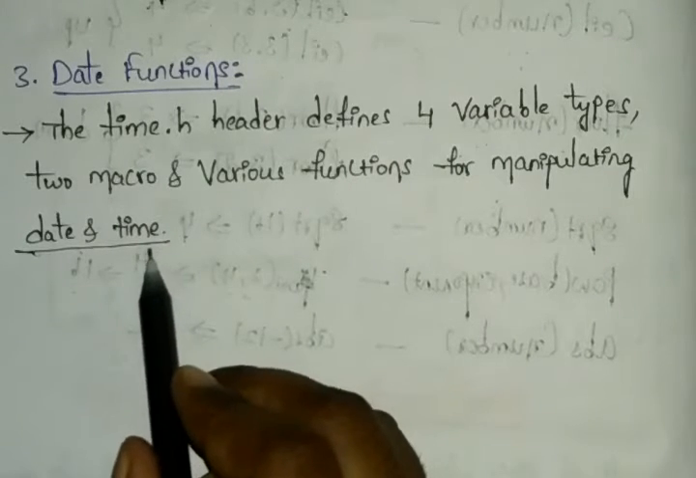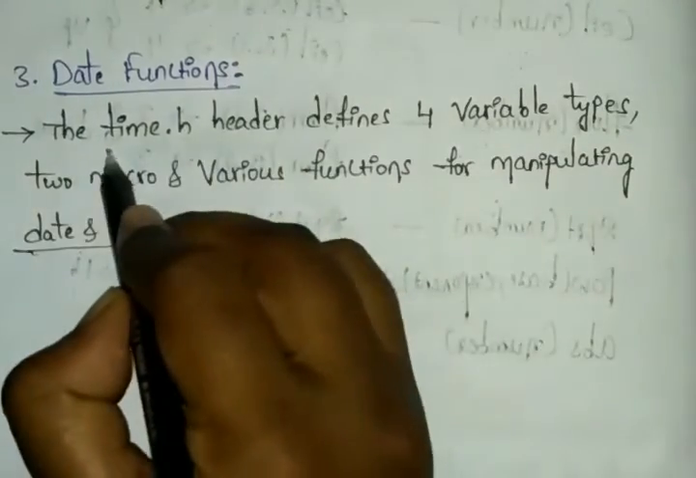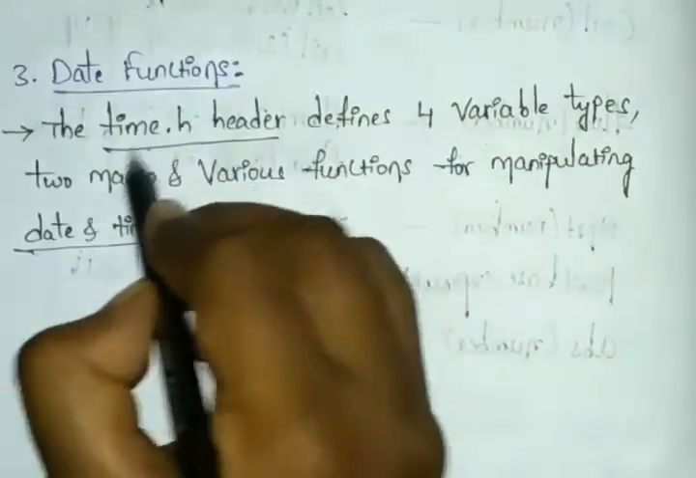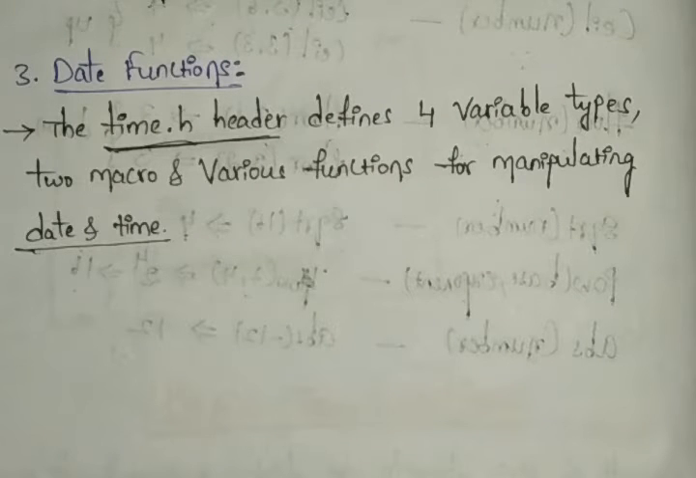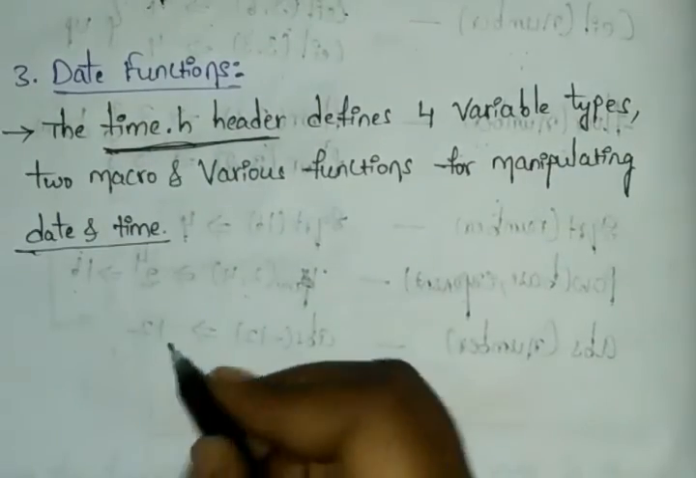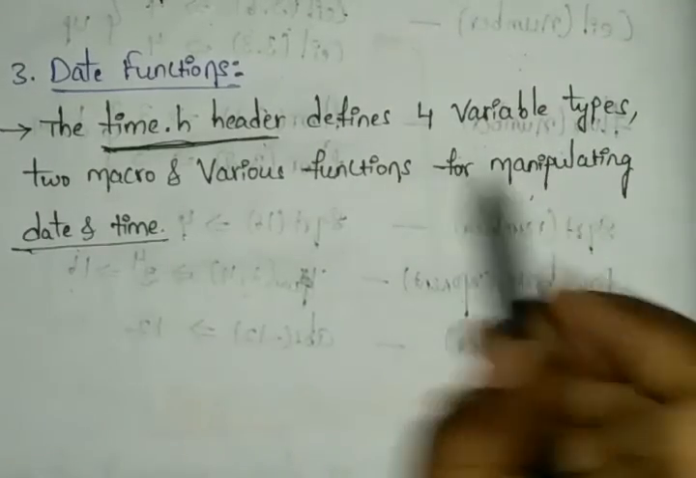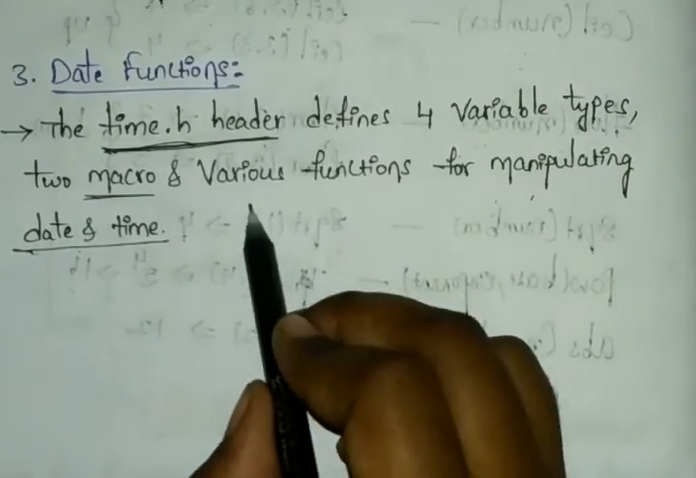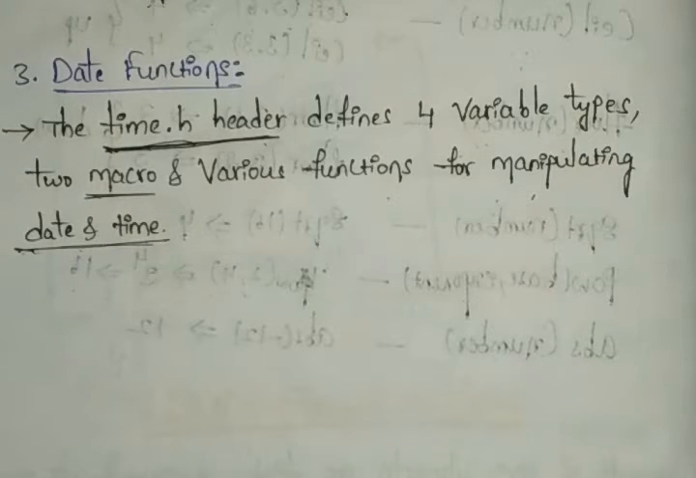So if you are using these date functions in our program, you can use one header file, that is the time.h header. You can use the date functions whenever you are writing the program by using this header file. These will have four variables, two macros, and various functions for date and time. Let's see what functions we have and how we can perform them.